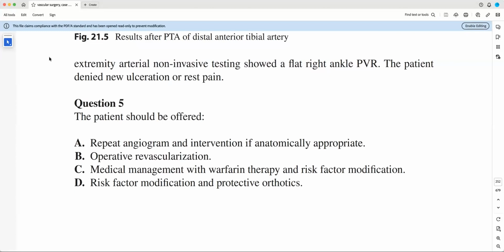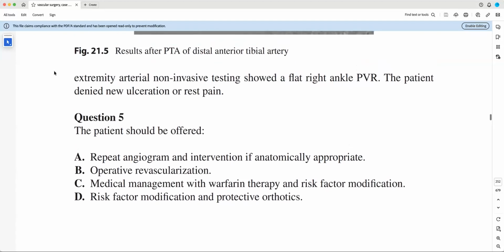The question: the patient should be offered an intervention if anatomically appropriate. I don't think this is the right answer, because currently the patient has no new ulceration or rest pain. So I don't think she will get benefit from re-intervention. Operative revascularization.